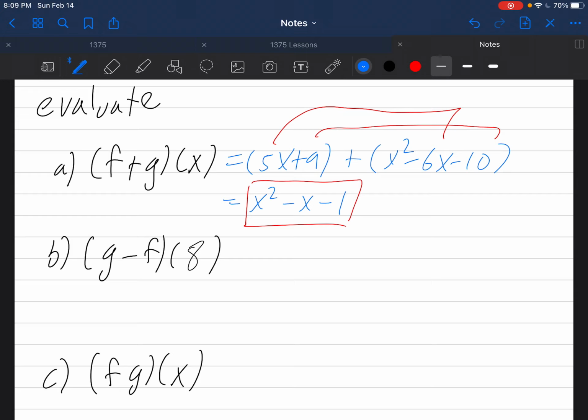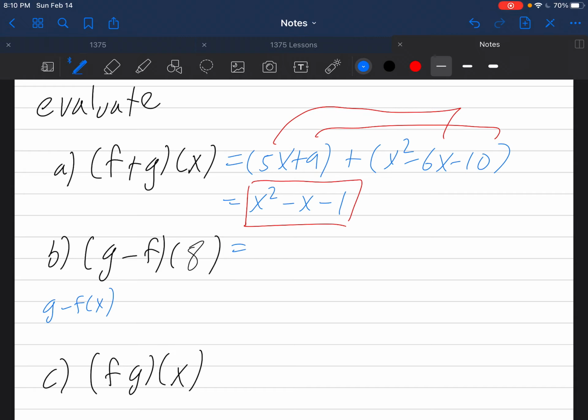Let's say g minus f of 8, right? So we can do two separate things here. One, we can evaluate g minus f of x and then plug 8 into there. But we can also just evaluate g of 8 minus f of 8. All right, there's two things to do here. Both of them will yield the same results.